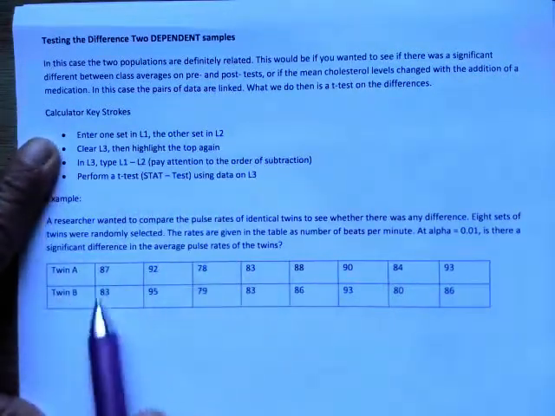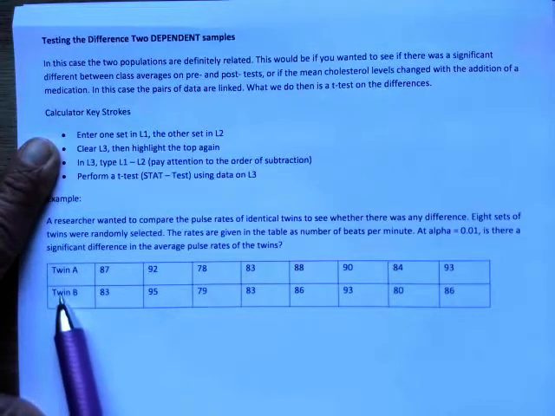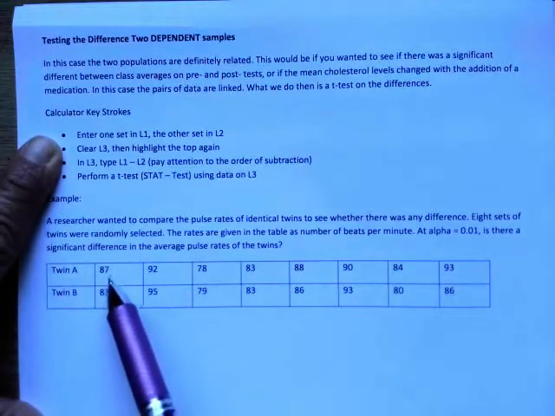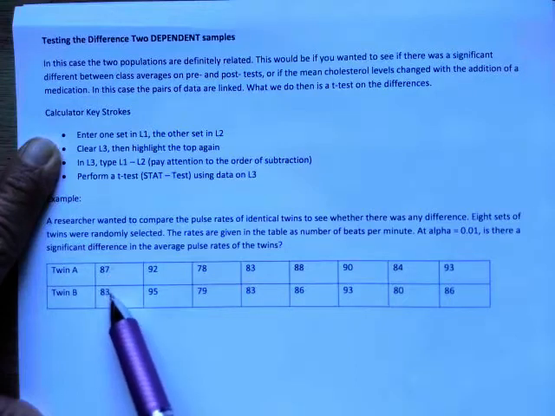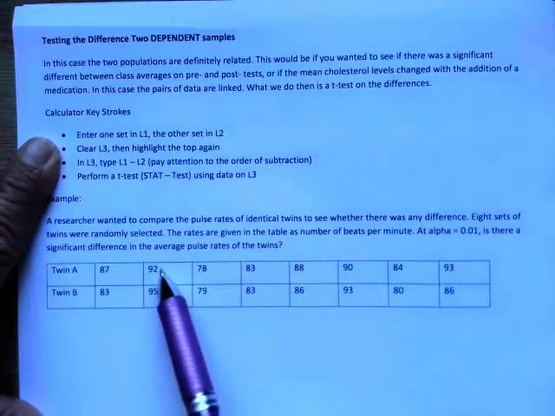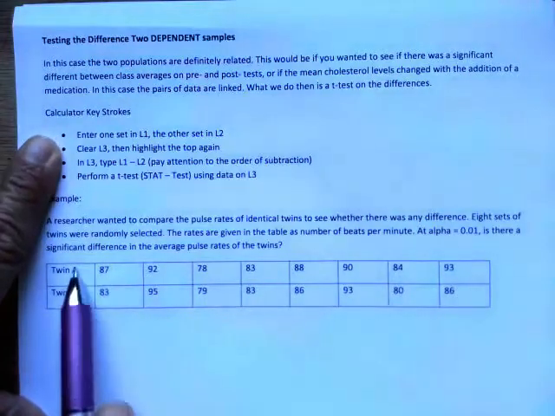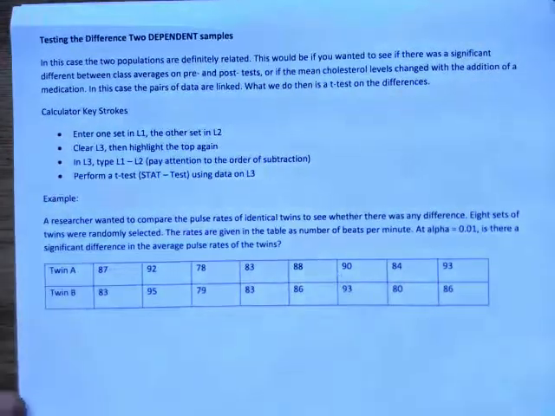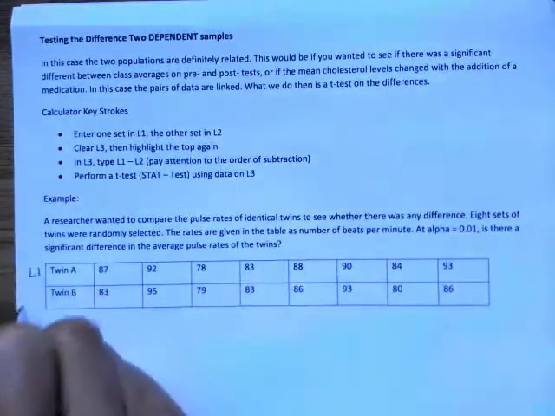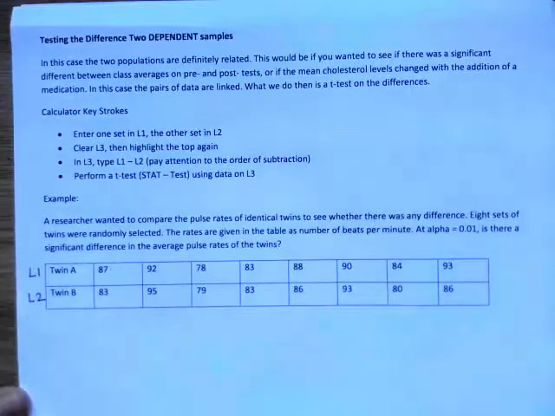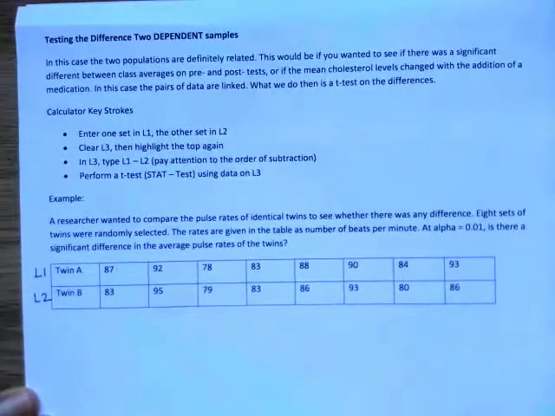As you can see in the example down here, we're going to test twin A and twin B. So I just need to make sure that when I input them, 87 is across from the 83, that 92 is across from the 99, and so forth. Okay, so I'll go ahead and list down here. I'm going to put twin A in list 1 and twin B in list 2.